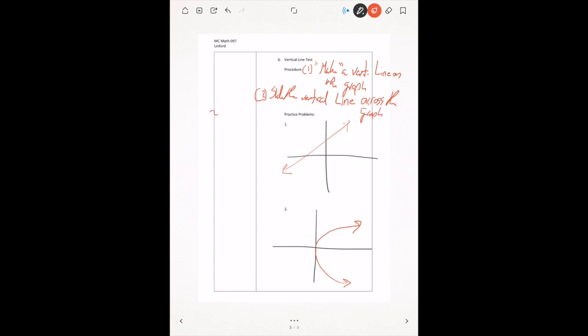And what we're doing is, step 3, we are checking to see if it crosses more than once.